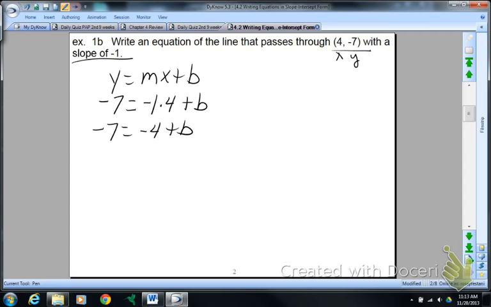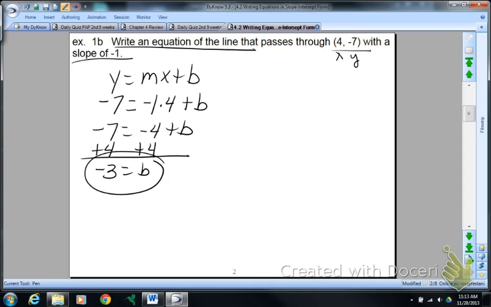I'm going to multiply negative 1 times 4 and get negative 4 plus b. So to solve for b, add 4 to both sides. And I get negative 3 is equal to b. Am I done? If you leave it right there, you're not finished, because the direction says write an equation of the line. So I have to re-plug this in. So y equals negative 1x minus 3. Or, could I write y equals negative x? Do I have to have the 1? You don't have to have the 1. That's okay.